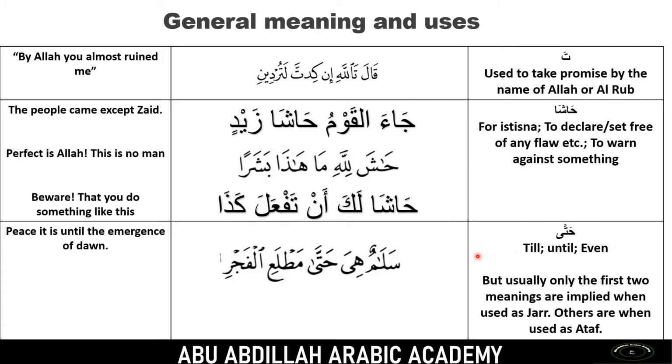Next we have hatta. Now hatta can either be a harful jar, or it could be used as a harf for ataf. Again we will study what huruf for ataf are, but in this case here we will only concentrate on hurfal jars. So whenever hatta is used as hurfal jar, it would mostly give the meaning of till or until. Sometimes it also gives the meaning of even, but the first two meanings are most common when it is used as hurfal jar. So let us look at an example for that.